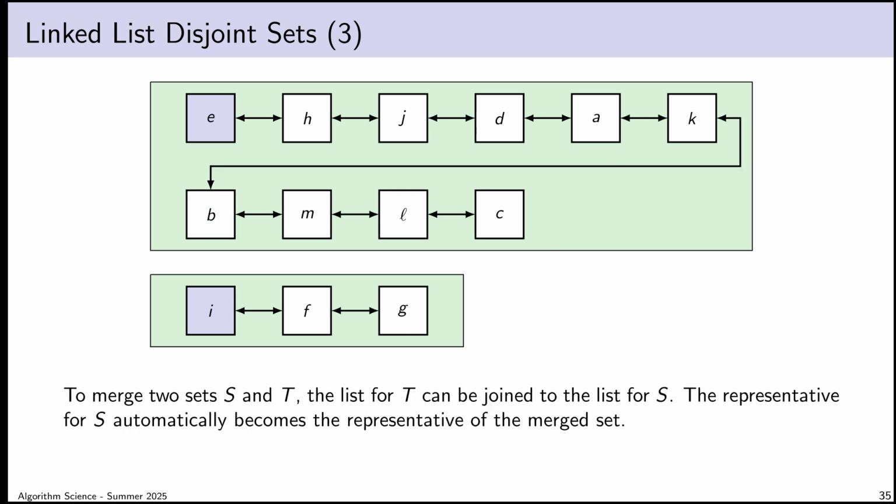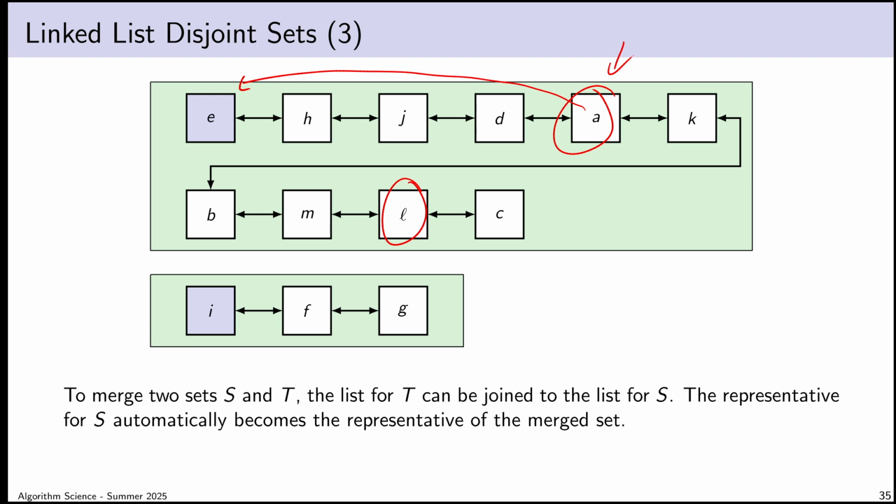So to merge two sets, all I do is join the list for one set to the end of the list for the other. And so I end up with, again, a doubly linked list that contains all of the elements of the set. If I now call, let's say, the find operation on L, well, then I have to walk all the way from L to the beginning, and the representative is E. If I call the find operation on A, the representative is also E, which means, of course, that L and A are in the same set, which is exactly what I intended as a result of this merge.